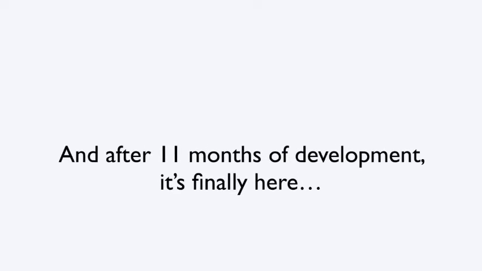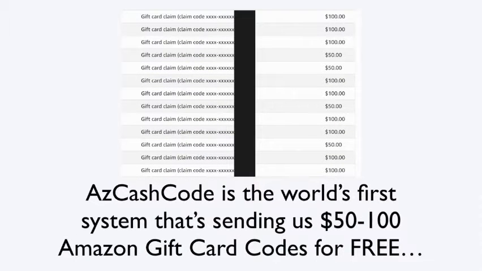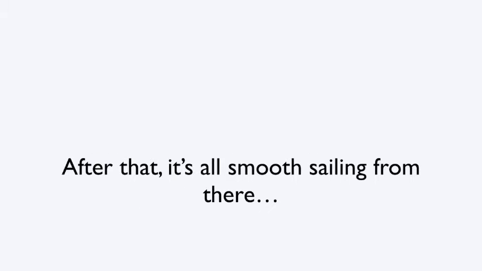And after 11 months of development, it's finally here. Introducing As Cash Code. As Cash Code is the world's first system that's sending us $50 to $100 Amazon gift card codes for free every single hour, like clockwork. Once we've received these codes, all we have to do is copy and paste them into our Amazon account and hit the redeem button. After that, it's all smooth sailing from there.